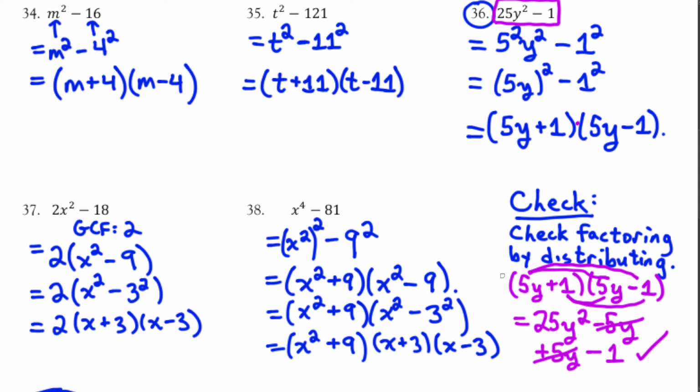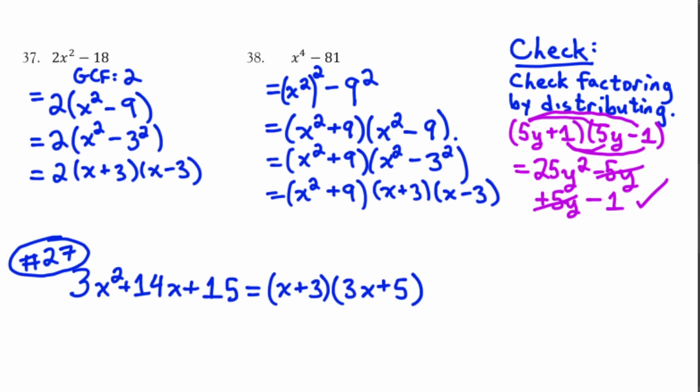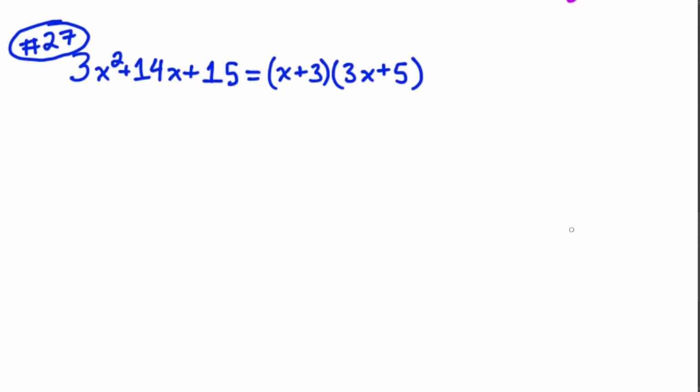Just to show you that you can always check factoring questions by multiplying, I'm going to check my answer to number 27, which was in a previous video. If you didn't watch that video, then maybe this is not interesting to see. This is the last thing in this video. If you do some factoring and you find that 3x squared plus 14x plus 15 equals x plus 3 times 3x plus 5, well, you can check your answer if it's a situation where your answer matters.